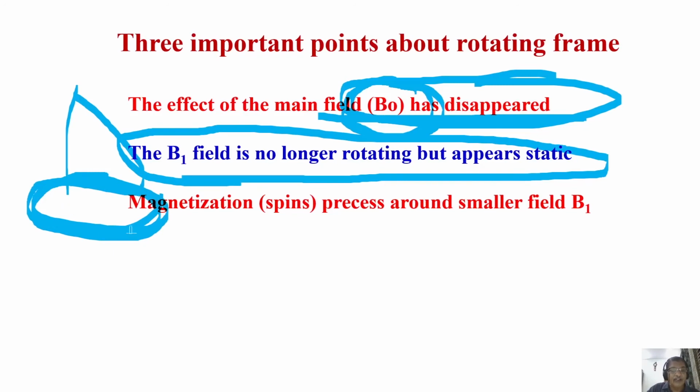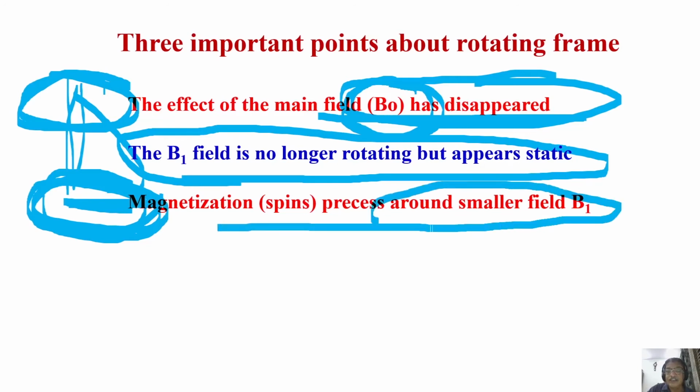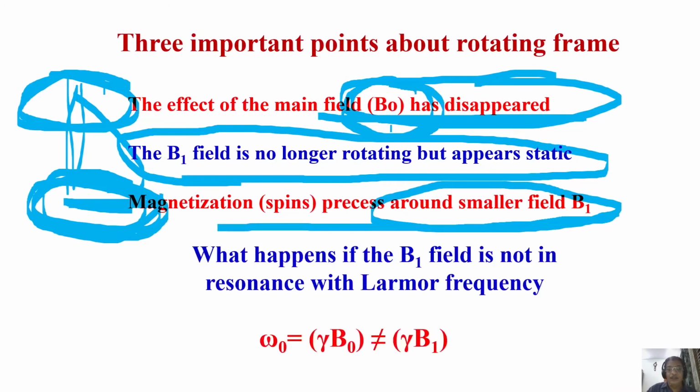So this is a small field compared to the main field. When spins are rotating along this axis, this was a static field. Now it is rotating along this axis, and this is a static field. This is called the B1 field, and this is the B naught field. This is of the order of several Tesla, and this is of the order of a few kilohertz, a very small value. So the magnetization now precesses around the smaller field B1 instead of the bigger field B0.